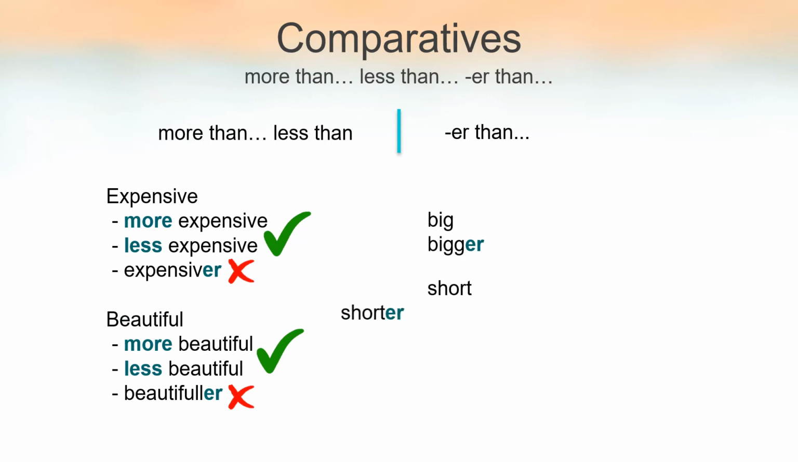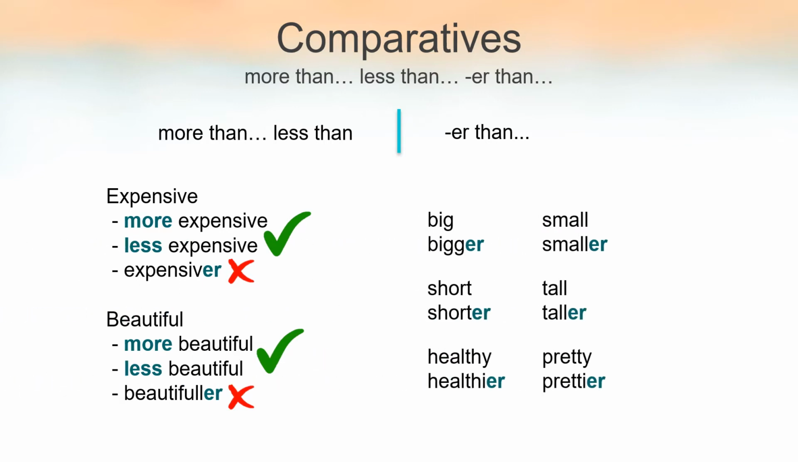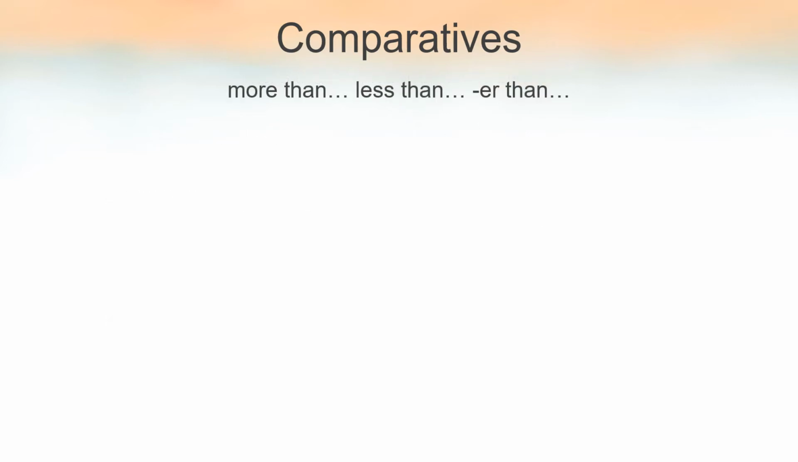While for the short forms, we put the suffix er at the end of the form, like big, bigger, small, smaller, short, shorter, tall, taller, healthy, healthier, pretty, prettier. So, how would we see this in a sentence?